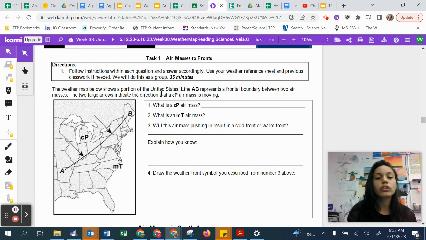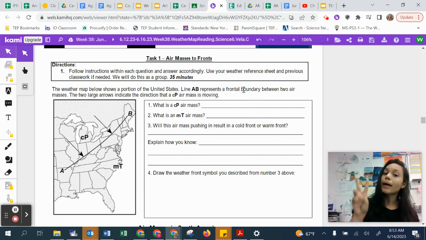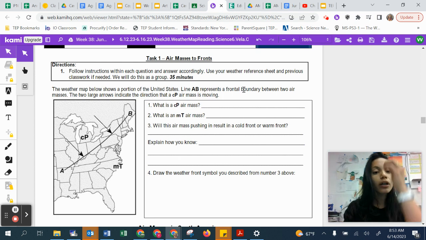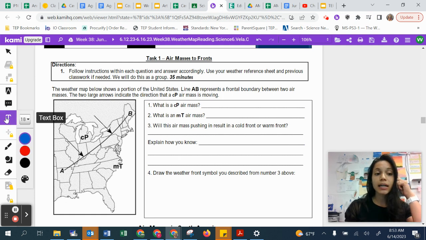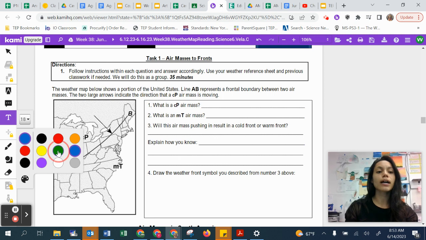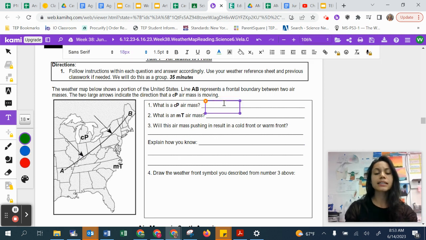Awesome. So for this one, I'm going to explain. The weather map below shows a portion of the United States, line A through B. It represents a frontal boundary, a weather frontal boundary, between two air masses. Remember, that is the definition of a weather front: it's when two air masses interact. The two large arrows indicate the direction that a CP air mass is moving. The first thing I want you to do is identify what a CP air mass is. C stands for continental, P stands for polar. It's a continental polar air mass.